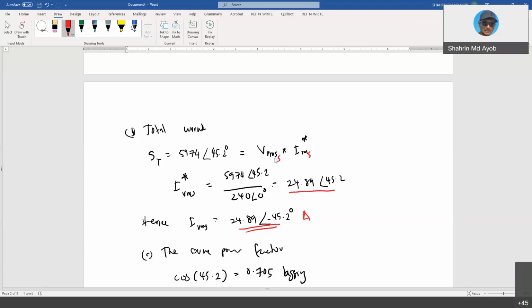Sometimes the students forget this conjugate. So please be noted here. The conjugate is very important.